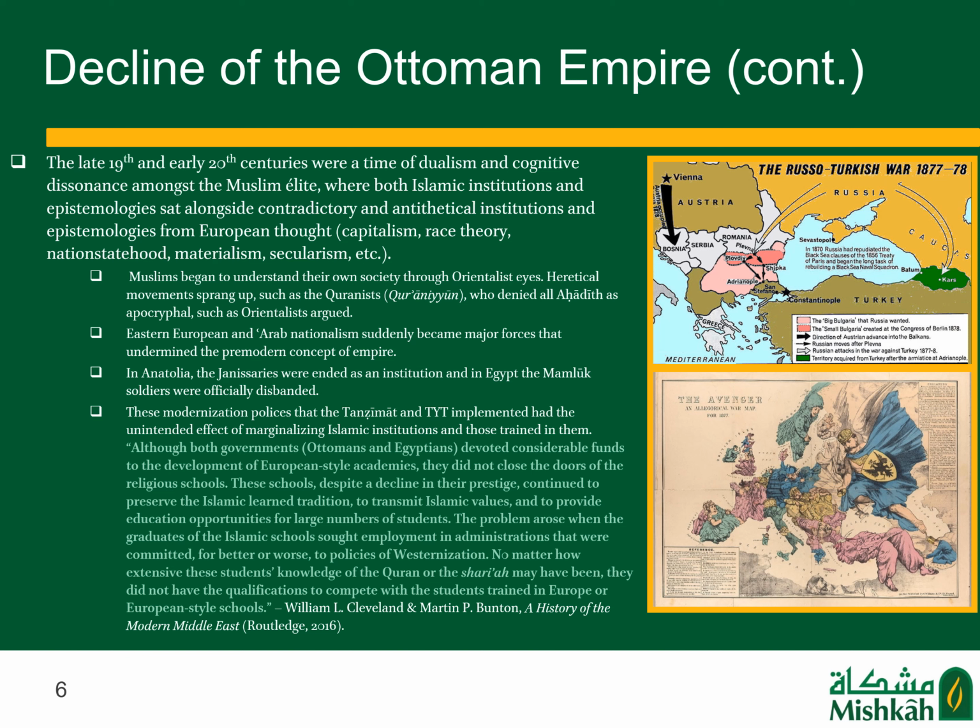Although both governments, the Ottomans and Egyptians, it's really one government, devoted considerable funds to the development of European-style academies, they did not close the doors of the religious schools. These schools, despite a decline in their prestige, continued to preserve the Islamic learned tradition, to transmit Islamic values and provide education opportunities for large numbers of students. The problem arose when the graduates of Islamic schools sought employment in administration that were committed, for better or worse, to policies of westernization. No matter how extensive these students' knowledge of the Quran or the Sharia may have been, they did not have the qualifications to compete with the students trained in Europe or European-style schools.